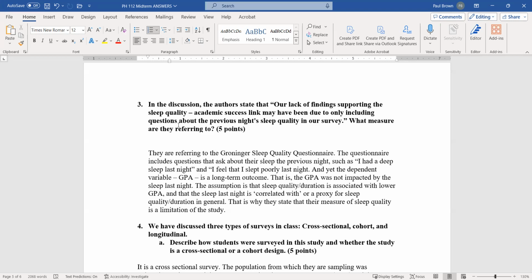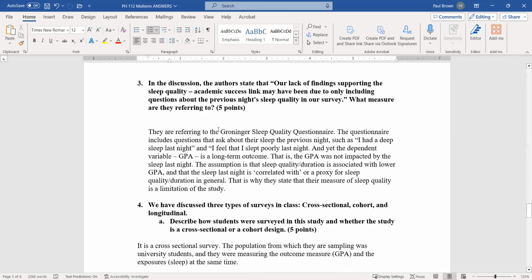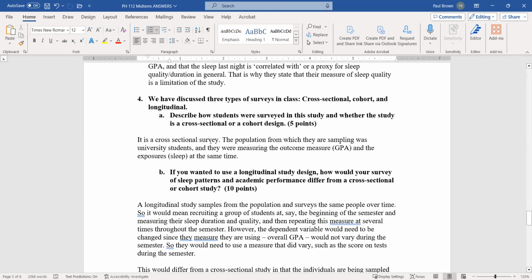So what they're essentially assuming is that the Pittsburgh Sleep Quality Index about how you slept last night is related to how you normally sleep, how you slept recently, but also how you slept over a long period of time, like that led to your GPA. So that's what they're talking about. And this comes up down below.